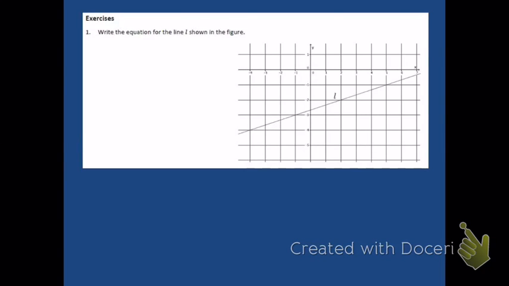Okay, so you can complete exercises 1 through 5 independently and then come back and check your work. I'll go through some sample solutions quickly on the screen.